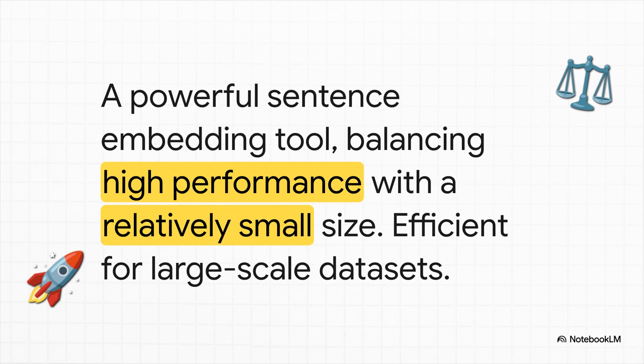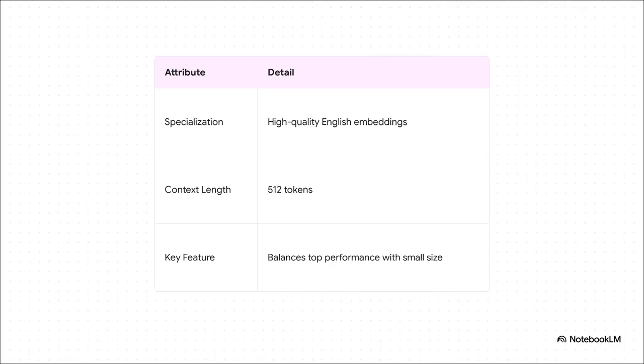Now, while BGE-M3 is all about maximum versatility, Mxbai has a different goal. It's built to find that perfect sweet spot between top-level performance and pure efficiency. A quick look at its specs shows that Mxbai is laser-focused on high-quality English embeddings. Its context length is a tighter 512 tokens, which is great for more focused sentence-level work. And its key feature is just wow. It packs performance that tops the leaderboards into a package that is surprisingly small and incredibly efficient.